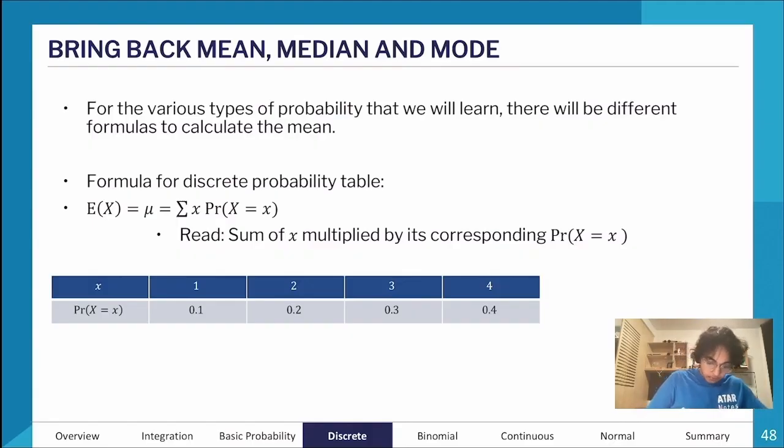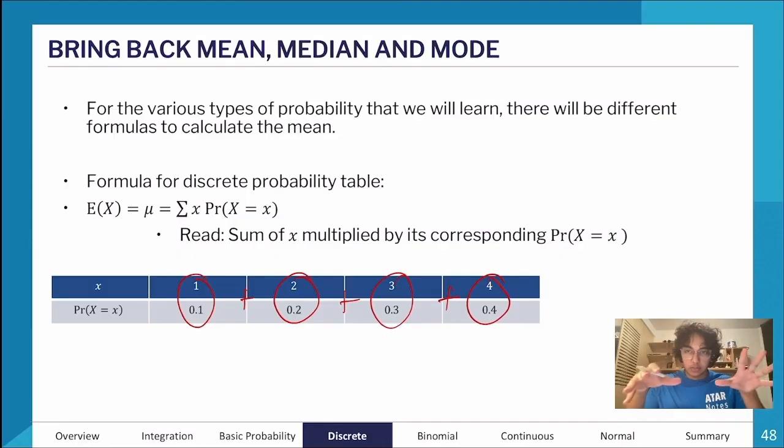So how we would do that is I'd multiply these two values together, then add that to these two values together, and then add it to these two, and add it to these two. Why do we multiply by the probability? Well, in general, when we want to work out the average, we want to take all the values, add them together, divided by the total number of, the chance of that value.